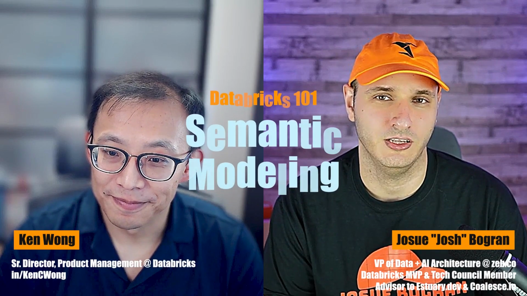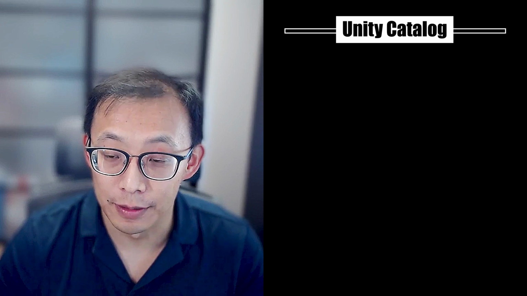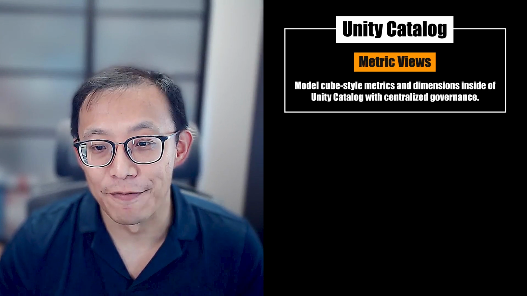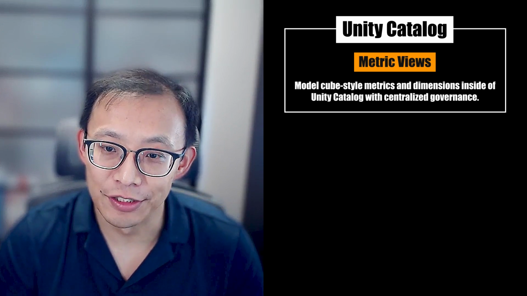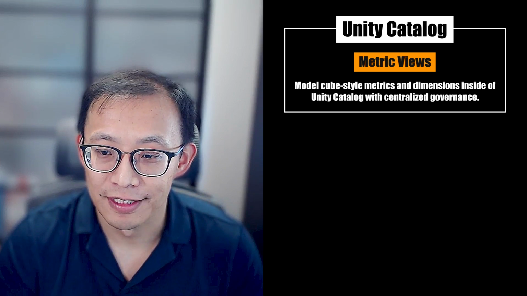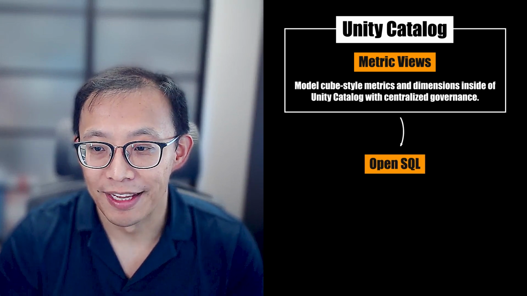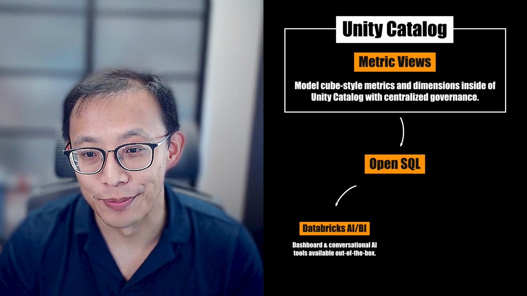Semantic modeling. What is it and what is it not? Yeah, great question. So we've added a new concept in Unity Catalog for metrics views. It's an ability for you to model kind of conventional cube style metrics and dimensions in Unity Catalog and govern them in one place. So that's what it is. You can query it in OpenSQL, and that means any tool that speaks SQL will be able to consume it.